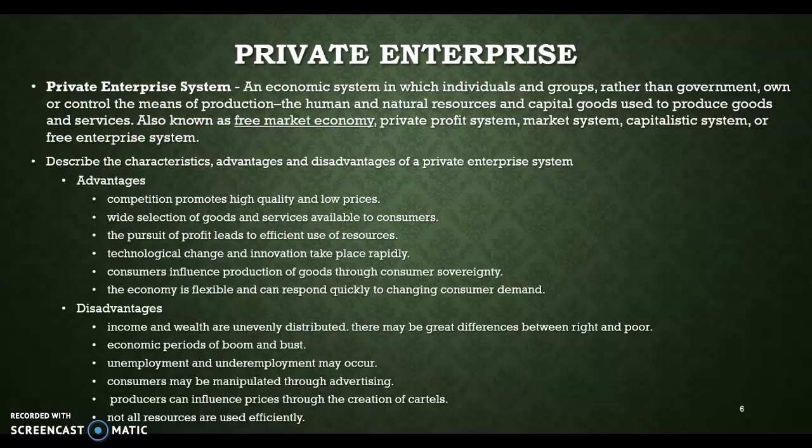We are a free market economy. This is what the U.S. runs on because we are driven by price. We do have competition. We consumers are the ones who decide what we want and don't want. So this is what we're looking at here.